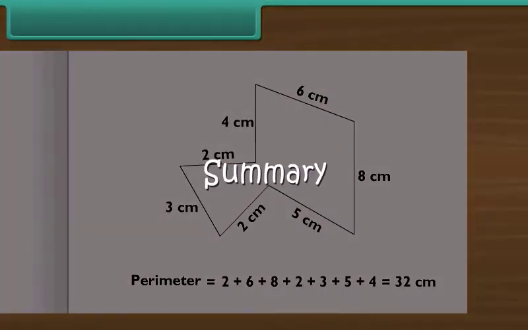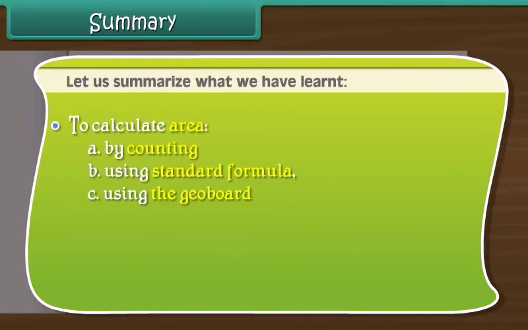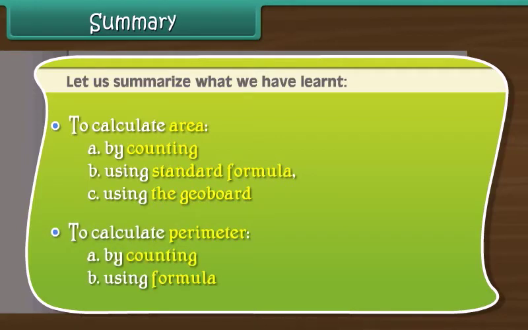Summary. Let us summarize what we have learned. To calculate area by counting, using standard formula, using the Geoboard. To calculate perimeter by counting, using formula.